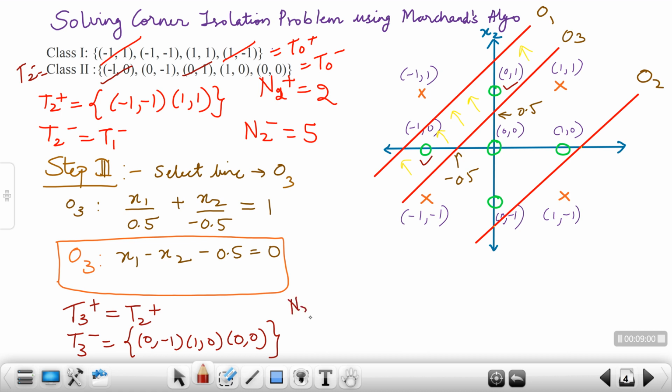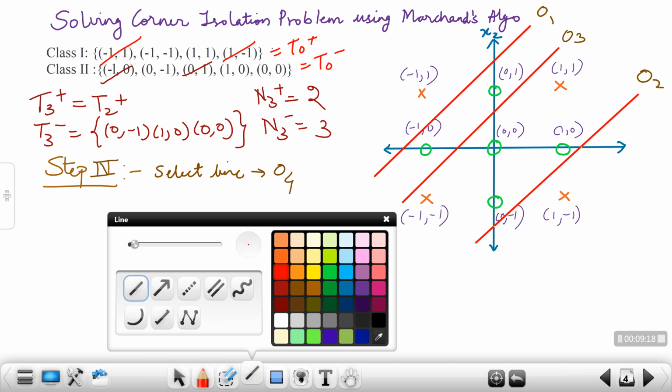So what is N3 plus and what is N3 minus? N3 minus is 3 and N3 plus is same as N2 plus, that is 2. So altogether 5 points are remaining to be classified. So we move on to step 4.